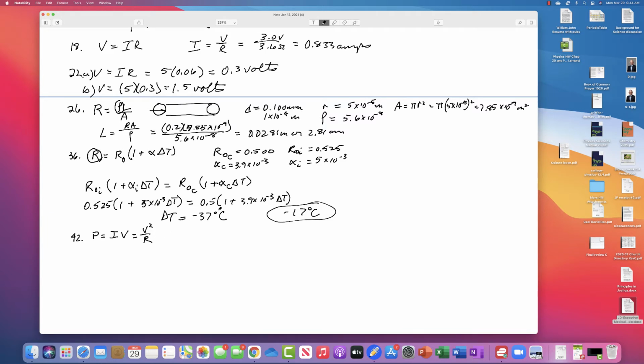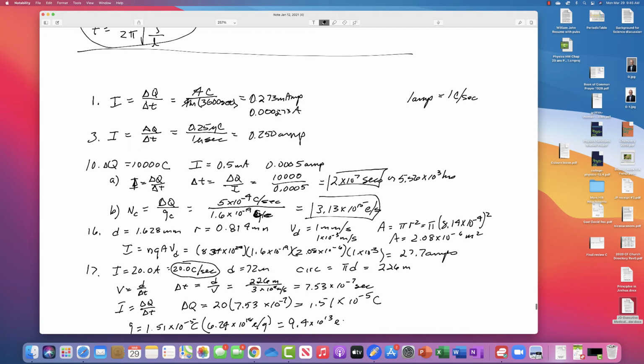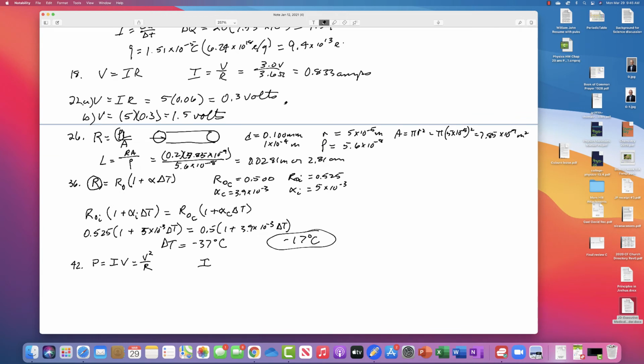Problem number 42 says a charge of 4 coulombs passes through a pocket calculator in 4 hours. We did this already. What is the power output given the calculator's voltage is 3 volts? If we go back to where we did this problem before, we know that I is 0.273 milliamps. So let's write that down. That's equal to 0.273 milliamp, or 2.73 times 10 to the minus 4 amps.